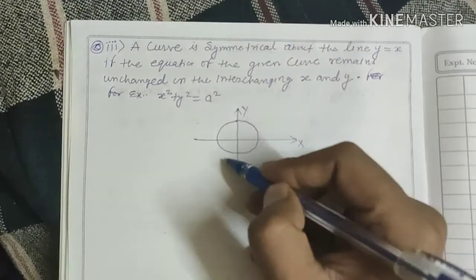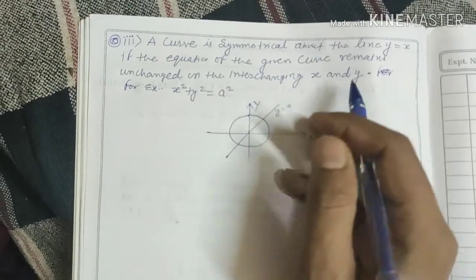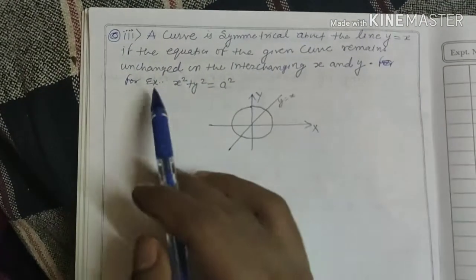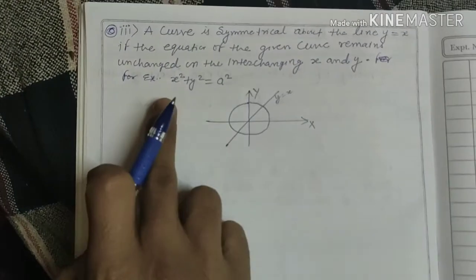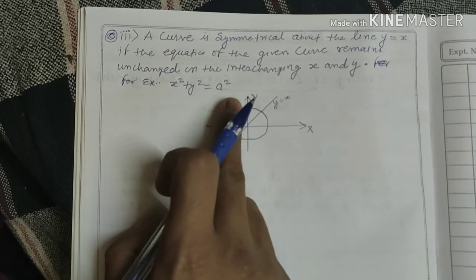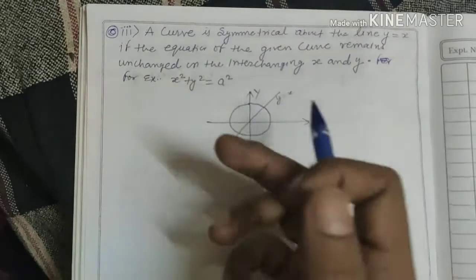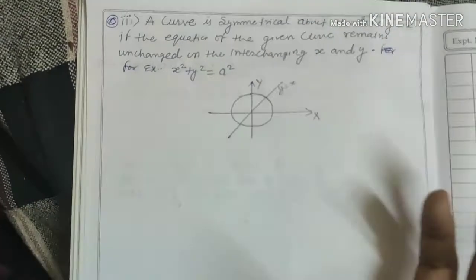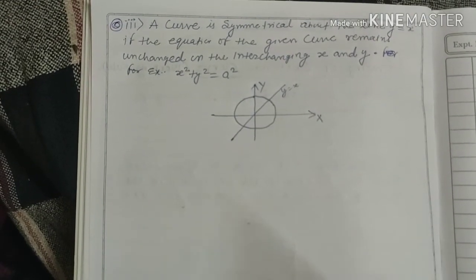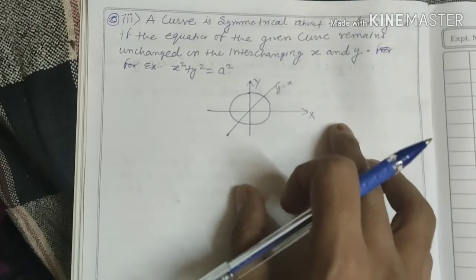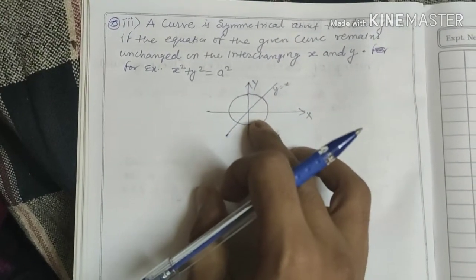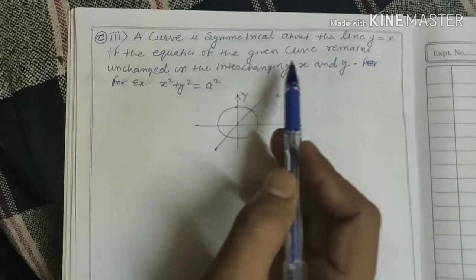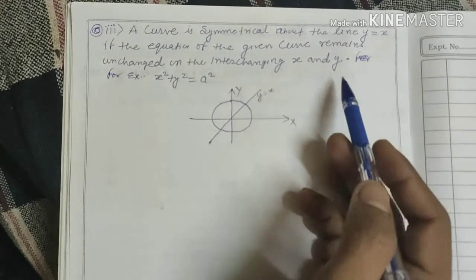So if we draw the y equals x line, a curve is symmetrical about the line y equals x if the equation of the given curve remains unchanged on interchanging x and y. For example, the equation x squared plus y squared equals a squared does not change when we interchange x and y; this is the equation of a circle. So the curve is symmetrical about the line y equals x if its equation remains unchanged on interchanging x and y.